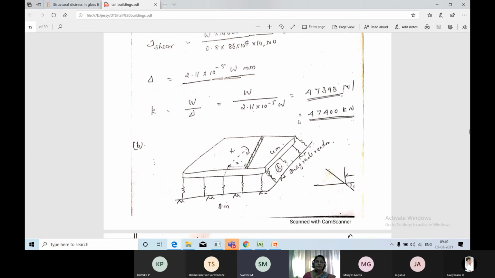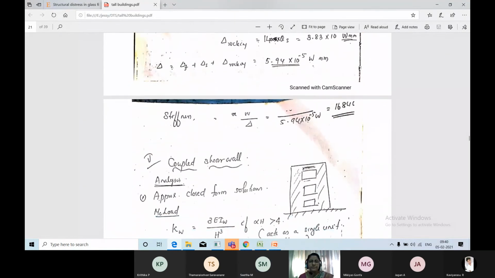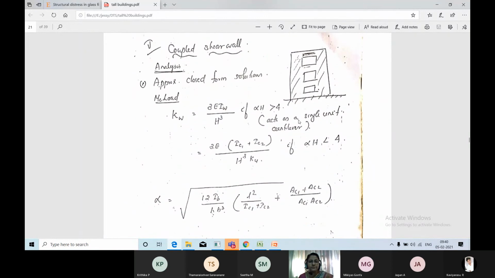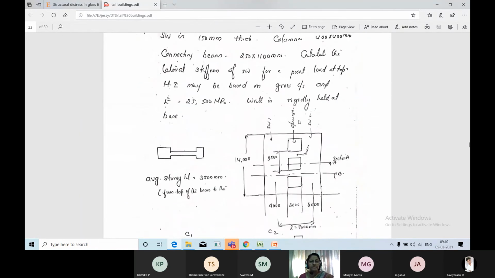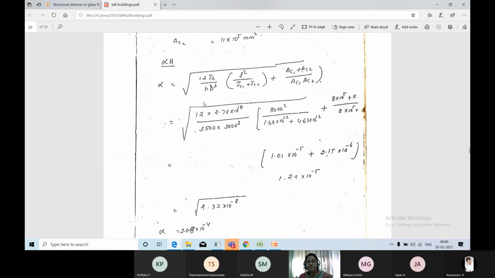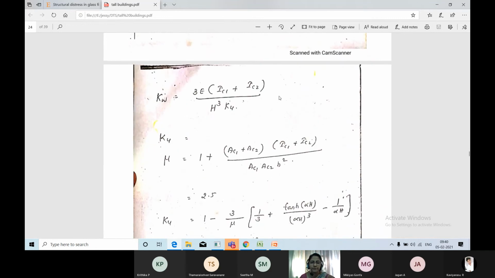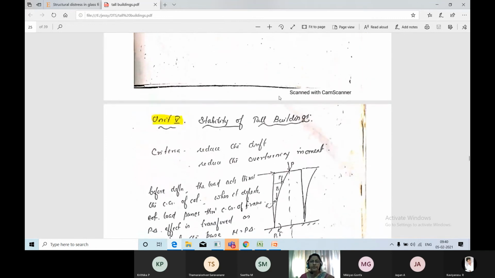Yes, ma'am. Okay. So this is one example I have explained, how to calculate it. Similarly, for the coupled shear wall also, I have given some calculations here. Calculate the lateral stiffness of a coupled shear wall. Coupled shear wall means more than two shear walls connected with beams. How to calculate all these things I have already given here. You can see a bigger formula here, because it is not that easy, but you can go through this. You don't have to memorize all these things.